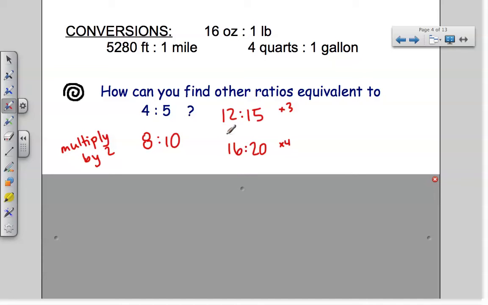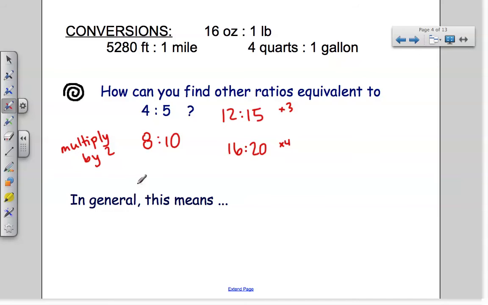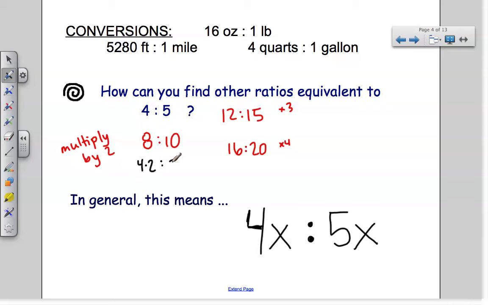Well, wait a second, is there a way to generalize? What about every ratio in the world that would be equivalent to 4 to 5? So in general, could you tell me every ratio that would be equal to 4 to 5? Well, here we multiplied both by 2, multiplied both numbers by 3, multiplied both numbers by 4. As long as I multiply 4 and 5 by the same number, the ratio will still be equivalent to 4 to 5. But if I want to generalize any number in the world, what do we use to generalize any number? A variable. So what if I did 4 times x? Then I would also have to do 5 times x. Because here, 8 was just 4 times 2, and 10 was just 5 times 2.